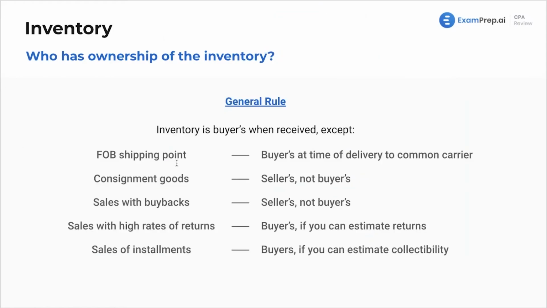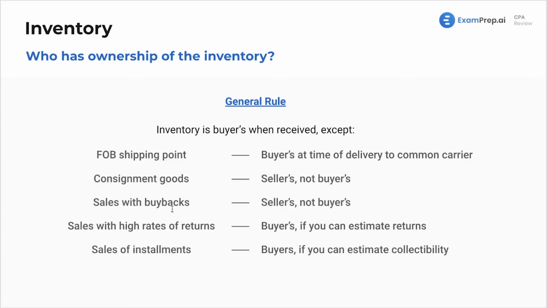All right, so general rules here. FOB shipping point. Inventory is buyer's when received, except, okay, just a couple exceptions here. I wouldn't worry about this too much. Just look through it. It should make sense, right? So the inventory is the buyer's when received, except if it's FOB shipping point. So generally, yes, the sale will be complete when the buyer receives the goods. If it's consignment, it's the seller's, not the buyer's, right? If we're Vineyard Vines, it is Vineyard Vines. It's never going to be Nordstrom's or Gap's or anything.